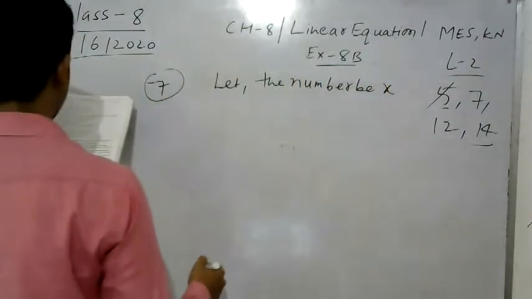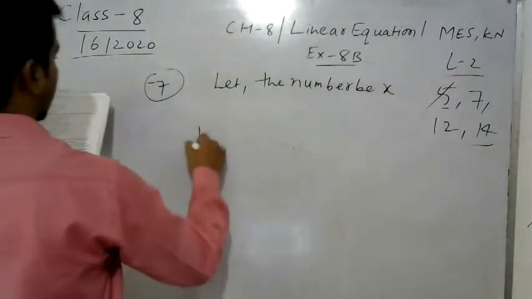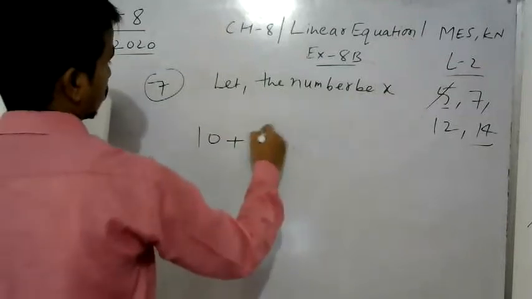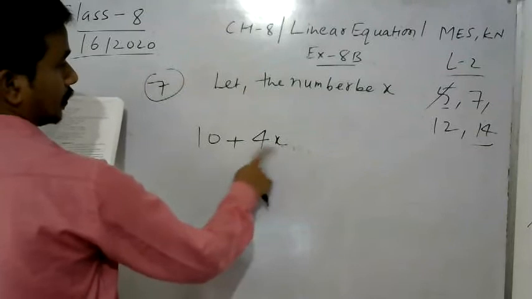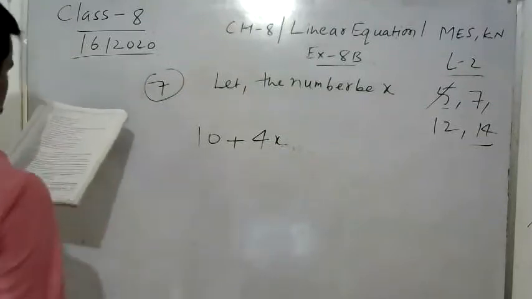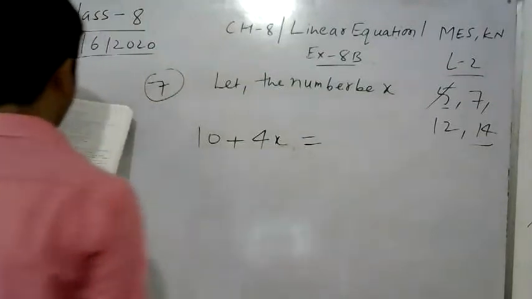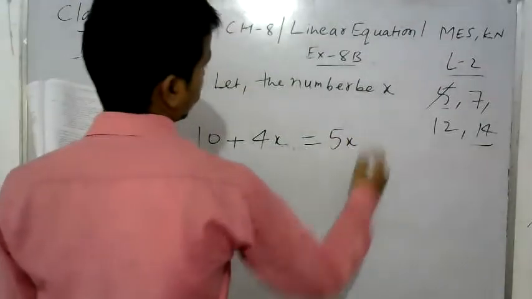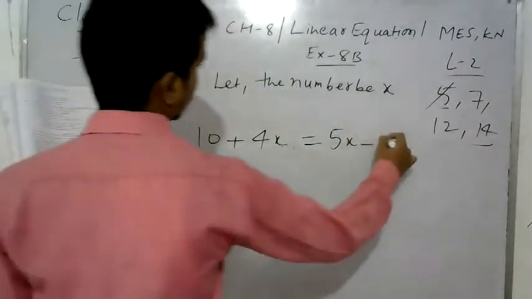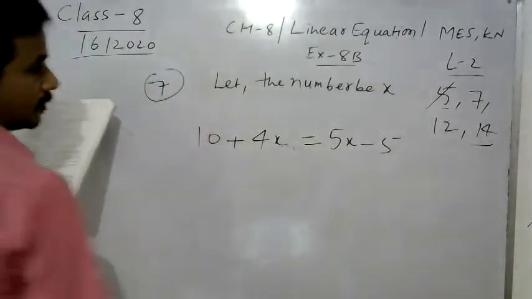Now 10 is added to 4 times this number. Okay, I am adding 10. What is the 4 times? 4 into x. And now I am adding 10. The result is equal to 5 less than 5 times of this number. 5 less than 5 times the number. Okay.